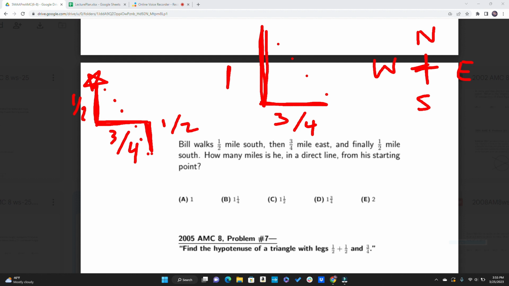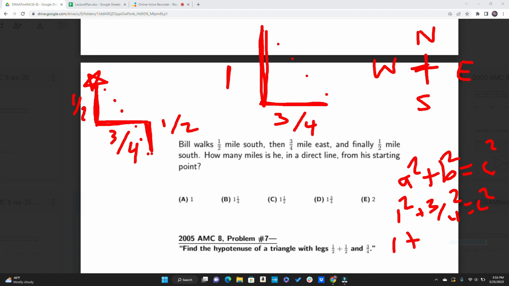Okay, remember our Pythagorean theorem? We've got a squared plus b squared equals c squared. In this case, our a will be 1, our b will be 3/4, and we'll solve for the hypotenuse. 1 squared is 1. 3/4 squared, 3/4 times 3/4, that's 9/16. Okay. 1 is equal to 16/16. So we'll have 16/16 plus 9/16. That's going to equal 25/16.